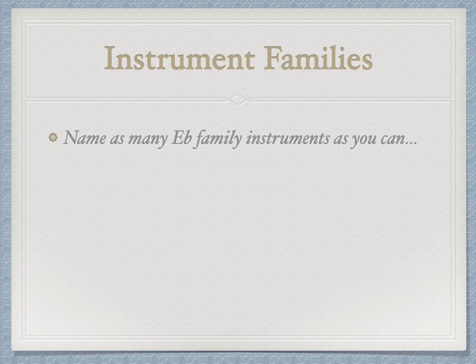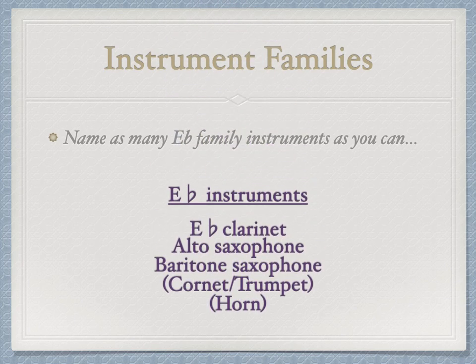How about this? Name as many E-flat family instruments as you can. Pause the video while you think of your list. Okay, the big three that you will see most commonly are the E-flat clarinet, alto saxophone, and baritone saxophone. Occasionally you'll see an E-flat cornet or trumpet and an E-flat horn in older classical pieces like by Mozart.